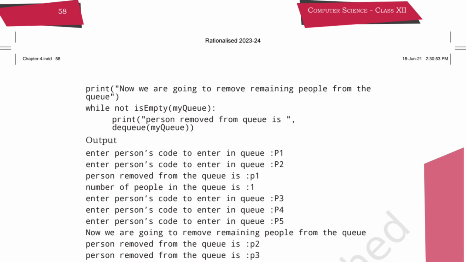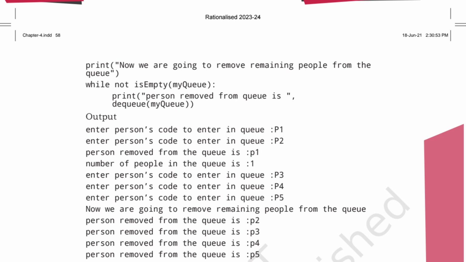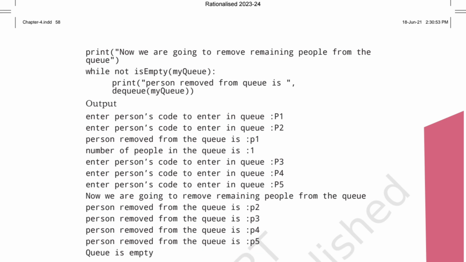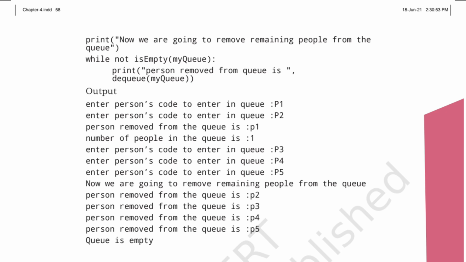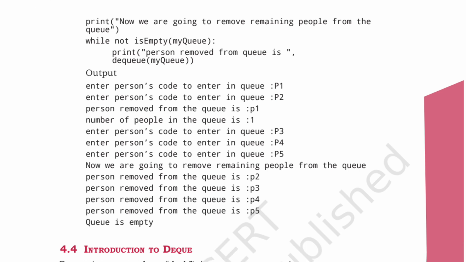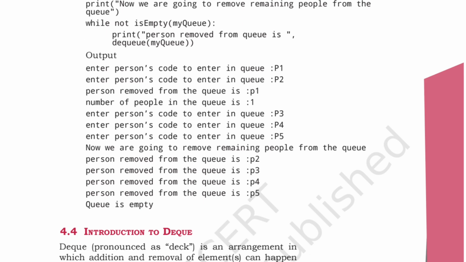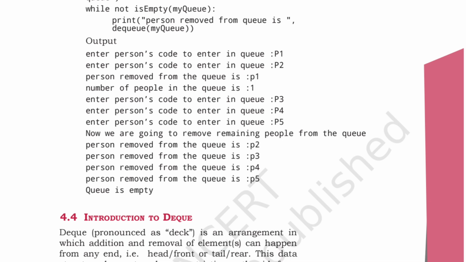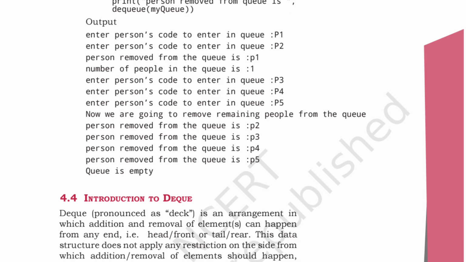Okay, so the output is what: enter person's code, P1 we have, P2 we have, so P1 will be removed, so the number of people in the queue is 1 only. Okay, that you have to write. Then again codes P3 will be there, P4 will be there, P5 will be there. Now we are going to remove the remaining people from the queue. So P2 will be there, P3, P4, P5 will be there. Now the queue is empty.